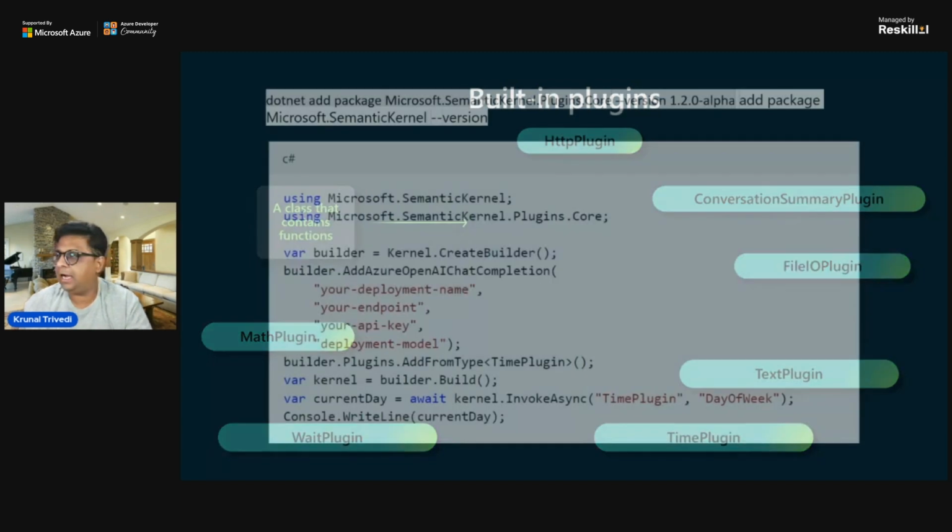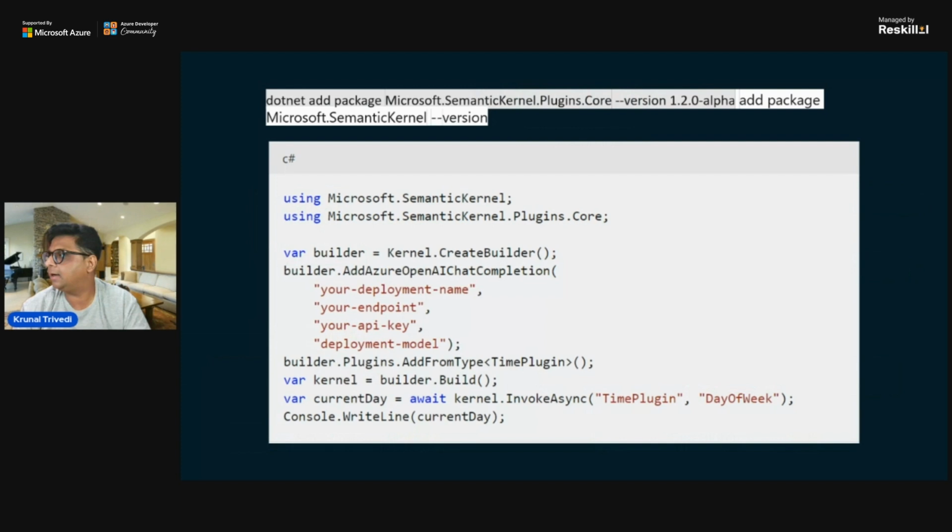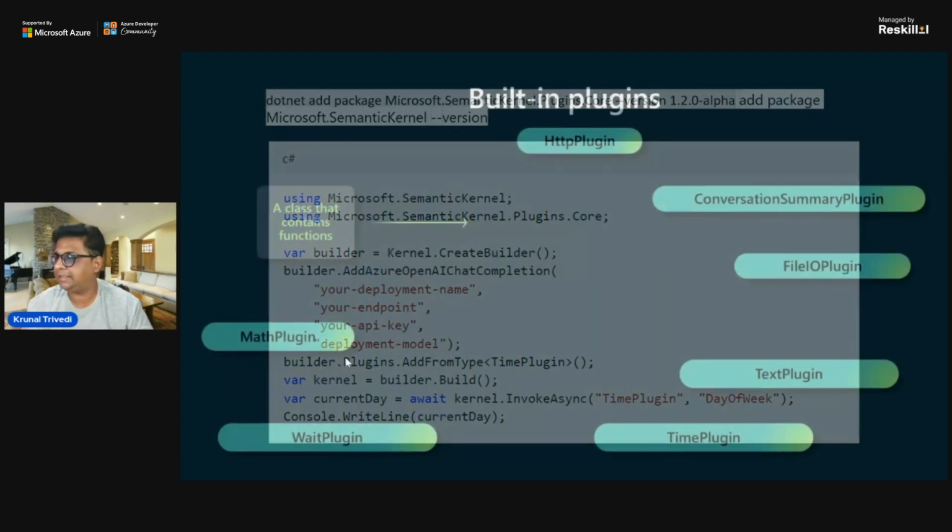What I did here is I just added the semantic kernel plugins core package, a particular version, and then here you can see in my code block I just use a time plugin, and the time plugin has a function called day of week. So using the time plugin I'm going to find out the day of week. So look at the function here. I use the semantic kernel invoke async function which takes two parameters, the plugin name and the function of the plugin that you are going to use. Let us see it practically. So let's see the demo now.